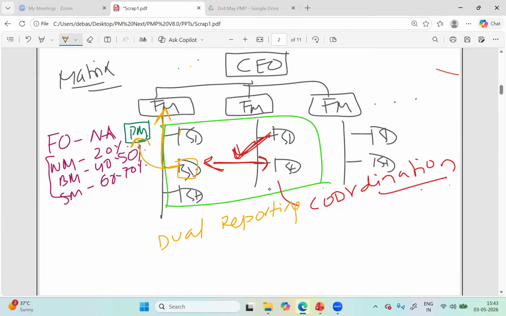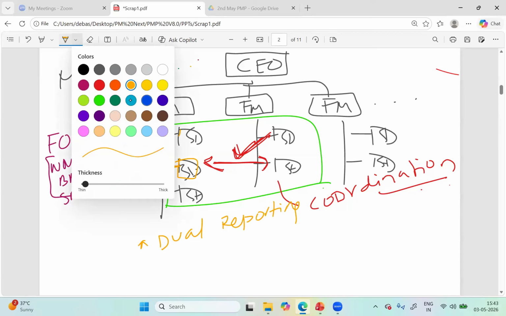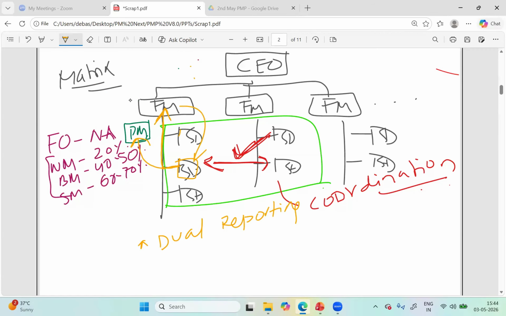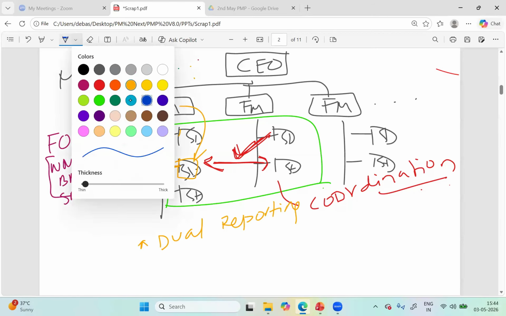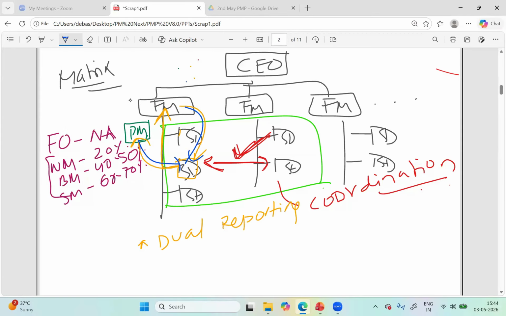Because of this, there will be conflicts also. Look, the functional manager would assign functional work to this guy. The project manager will assign project work. Poor guy doesn't know which one to prioritize. Such conflicts also arise. Yeah, so that is a little bit on the matrix kind of setup.